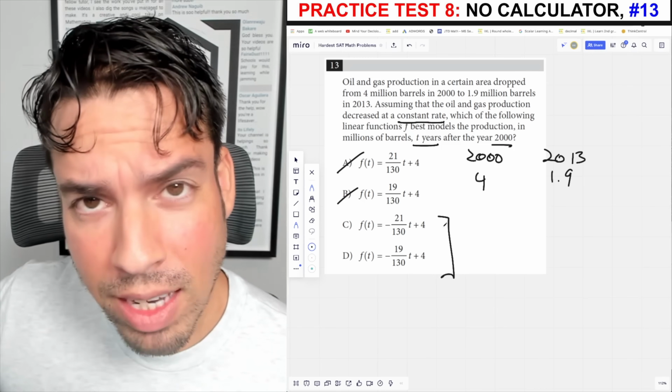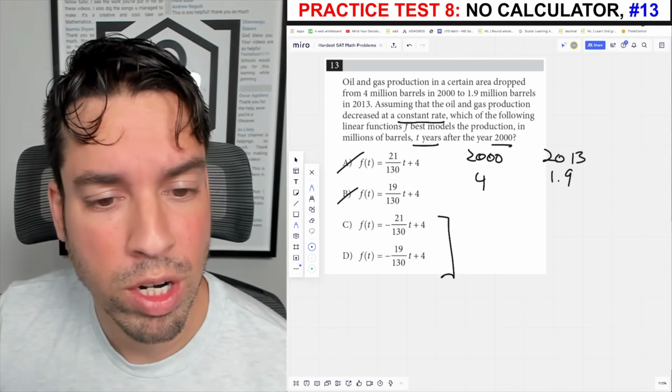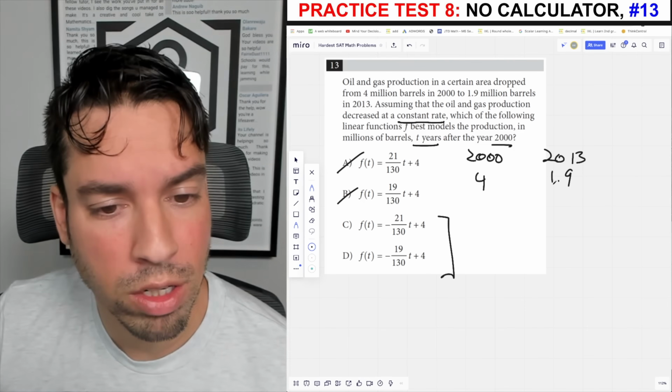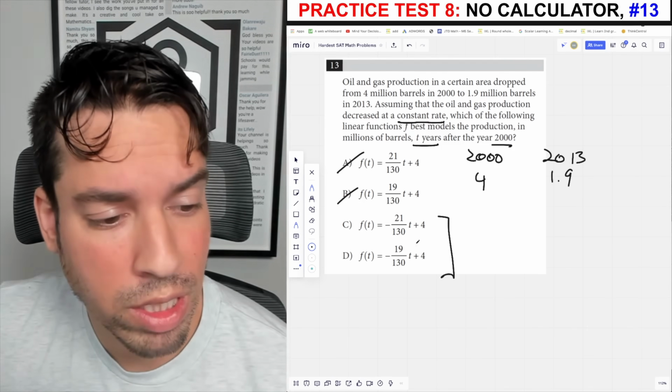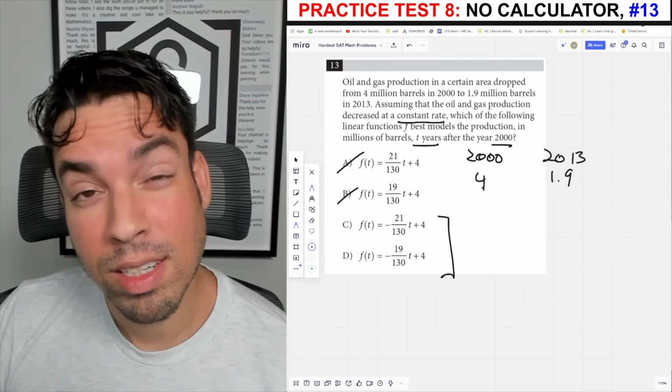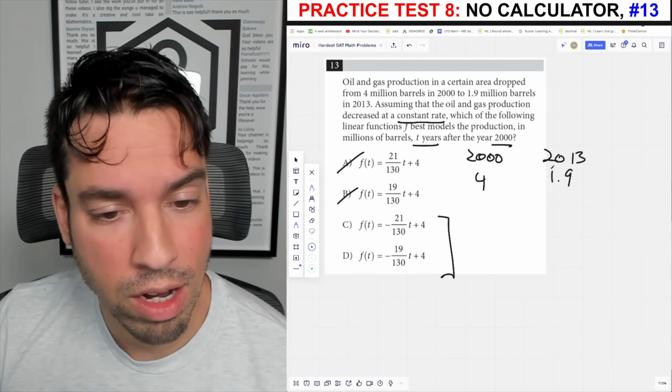So again, yes, we can calculate the rate of change. We can set up a slope equation and do all that. But you could also, if you wanted to, plug in 13 to each of these and figure out which one gives you the appropriate change. Since this is a no calculator question, let's go the first way where we're actually going to calculate the slope.